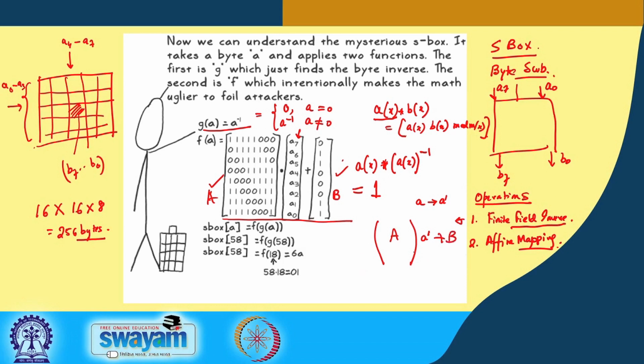Okay, so this A multiplied with A dash plus B, and that gives you my output C. So you can of course do a lookup in this manner. Equivalently, you can also do this operation. They should be the same. The table is built in this manner.